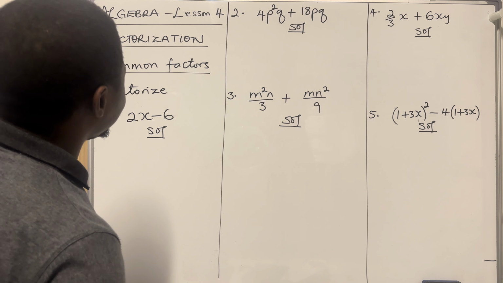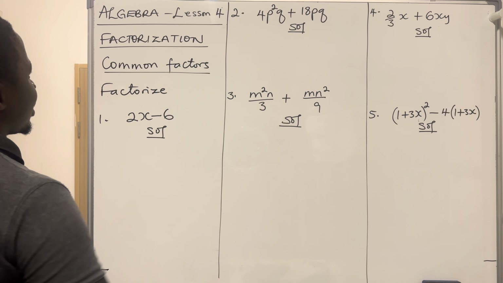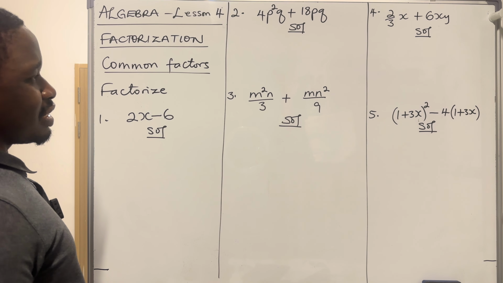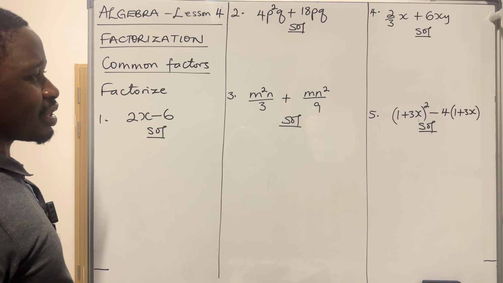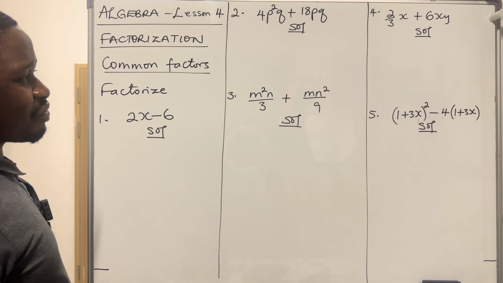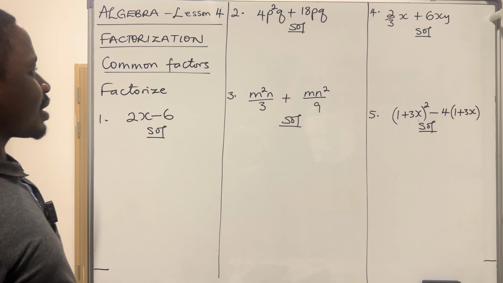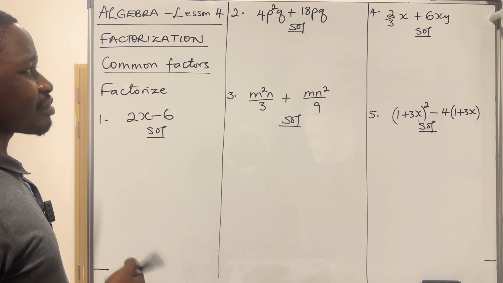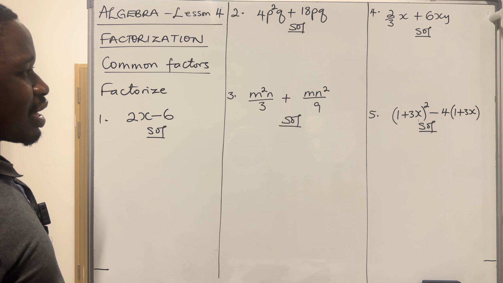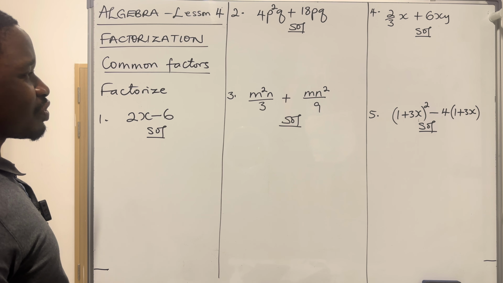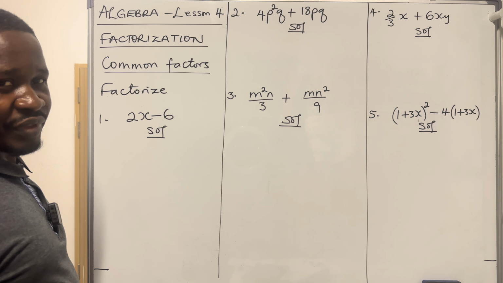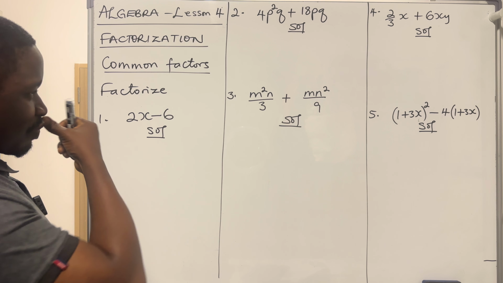All right, so here we talk about factorization, but in factorization, we have different cases. Expressions can appear with different cases, in different nature. Sometimes you can think of common factors, sometimes difference of two squares, sum and difference of two cubes. You can think of factorization by grouping, trinomials, all of them. So this is common factors.